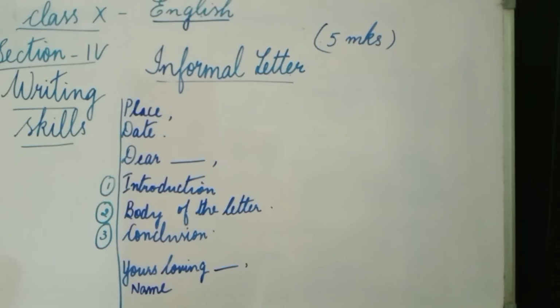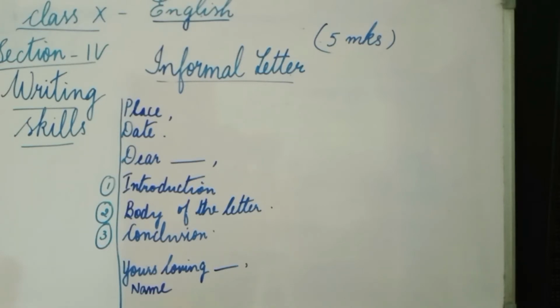It can be mentioned, and the date on the next line, and in the next line you can write the salutation, Dear. If you are writing to your friend, you can mention your friend's name or your relative's name. Then, for these informal letters, you can split them into 3 paragraphs.